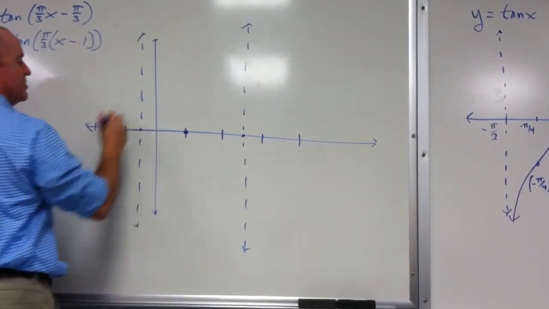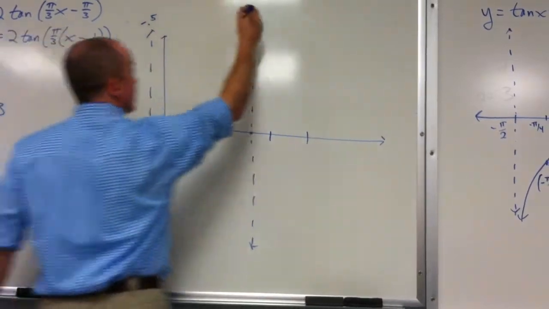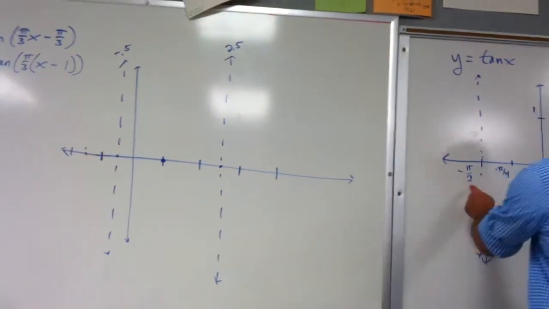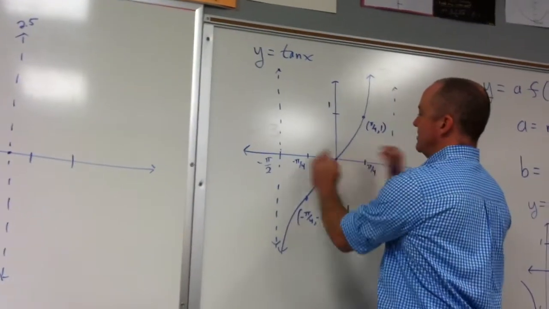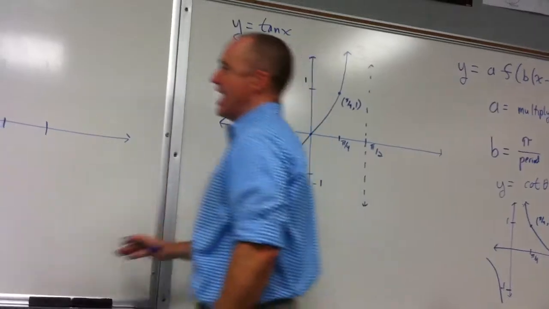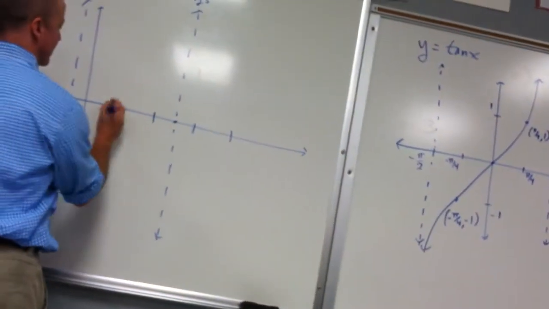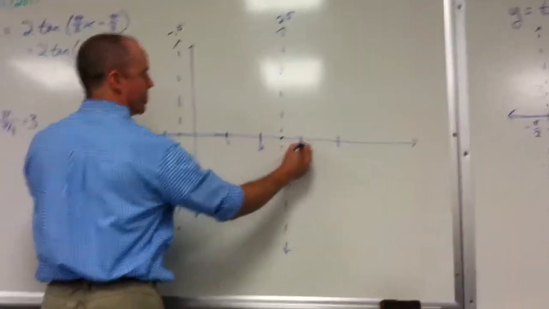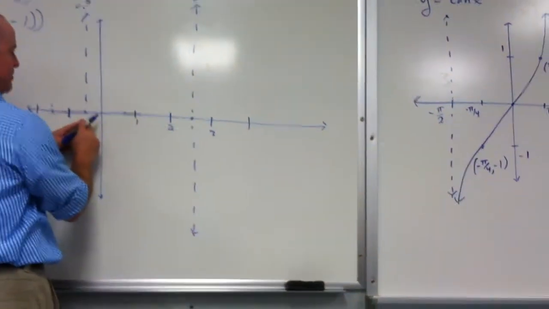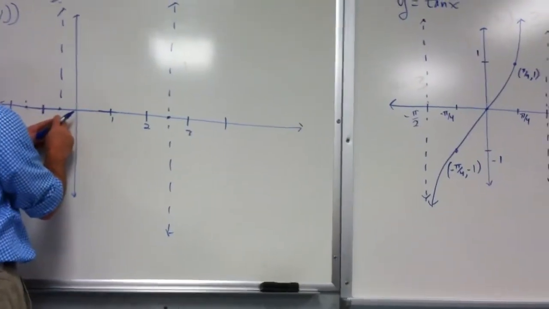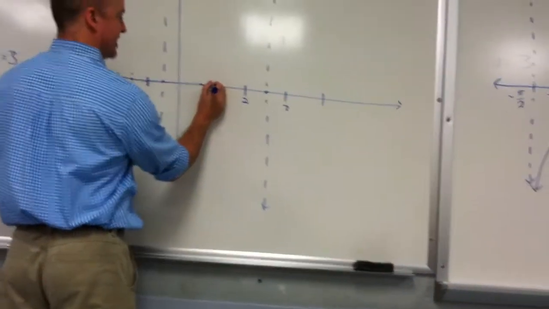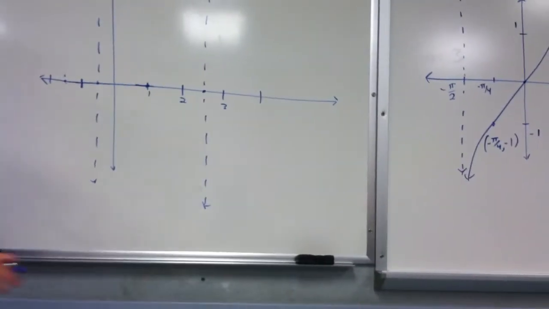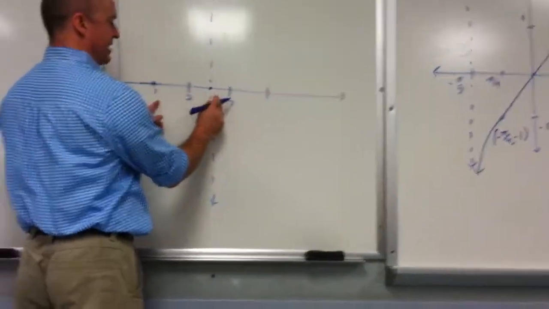I apologize that the decimals will be a little hideous, but I'm going to have to do this a little bit quickly. Now, the tangent zeros are halfway in between its vertical asymptotes. Halfway in between negative 0.5 and 2.5 is 1. So that should be right at 1, correct? Yes. Okay?